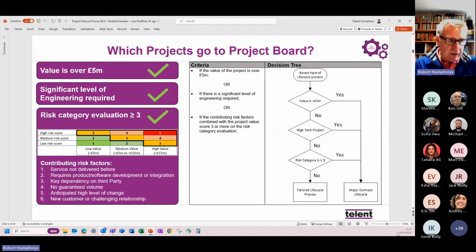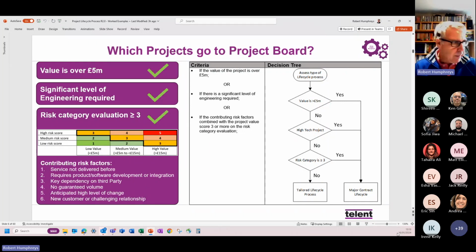You'll be going to project board if its value is over 5 million, if there's a significant level of engineering required, and this is largely going to be driven by the technical team, based on the level of technical complexity, the level of technical input they need to put in there, the newness of the technology or the complexity of how we're going to put that system together. That will drive the answer to the second question. And thirdly, that risk category.